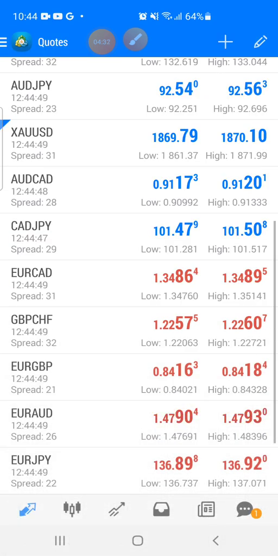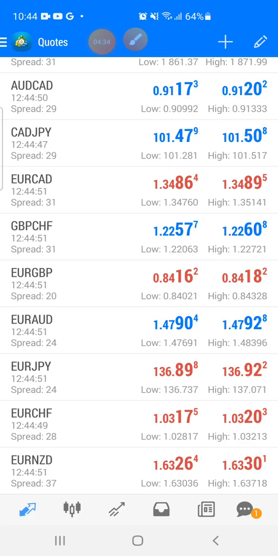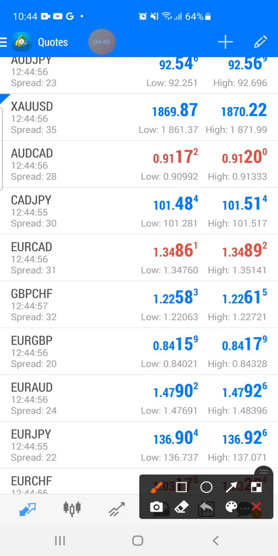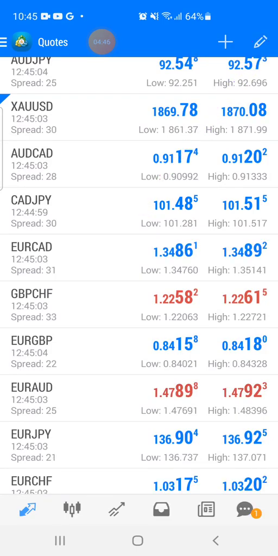All right, so that's how simple adding a currency pair is. You can just add. Then if you want to delete, which is what I'm going to do, you just click on this pen icon right there. Just click on it.